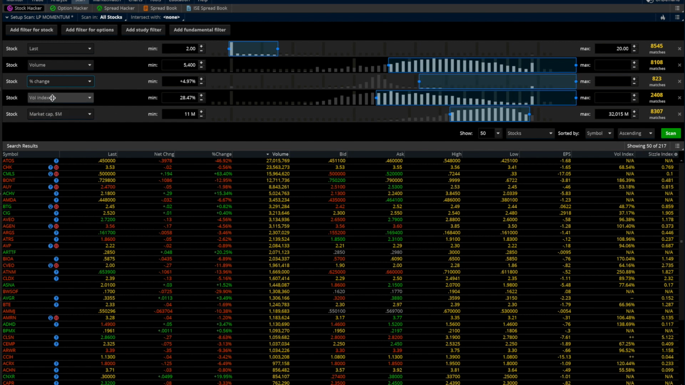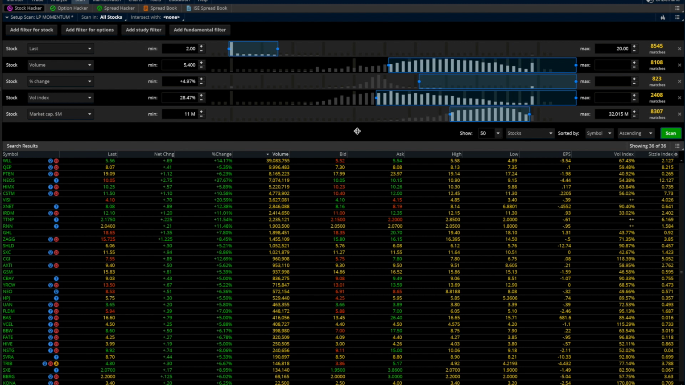And then the next one is volume index. The volume index just basically means, if you're confused, the amount of volume flowing in and out of the stock, which kind of determines if the stock is a bullish or bearish kind of stock. So we just make this 26 to 30%. We made it 28.47 from trial and error. This is what we found to be the best for us. And we make our market cap 11 million or more, which is also a little different from Finviz, but it'll work out for our purposes.